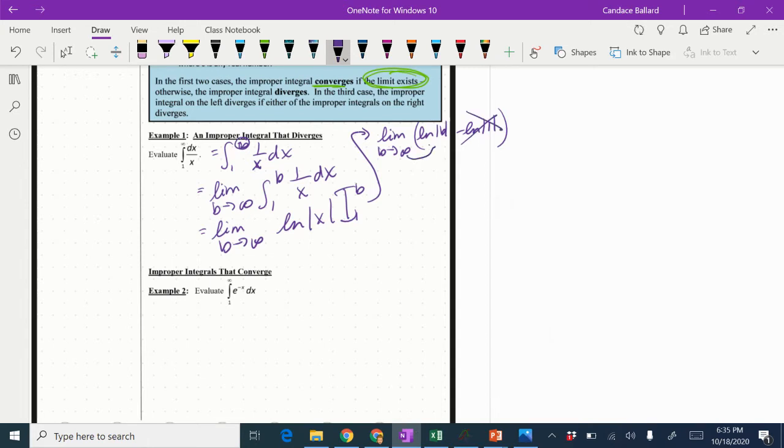Now I'm ready to substitute that infinity in. So I have the natural log of infinity, which is infinity, which would definitely equal infinity, which means that this one diverges.